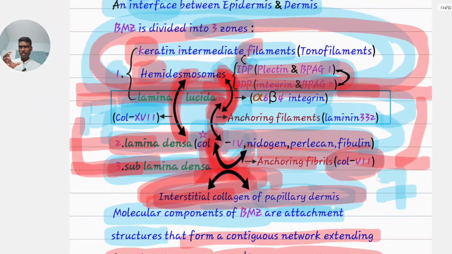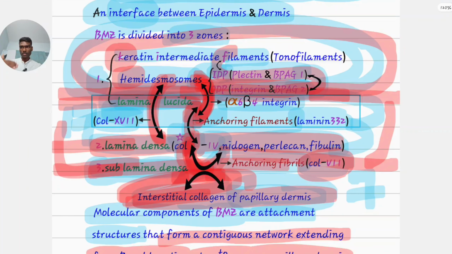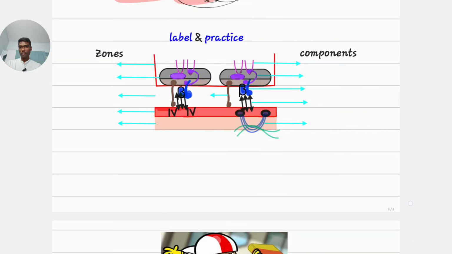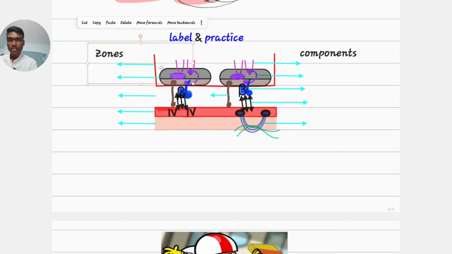Now remember this anatomy. Step by step we will label and study. If you label this diagram and revise, it will be very easy for you. What does zone 1 contain? Zone 1 contains 3 structures. What are those?